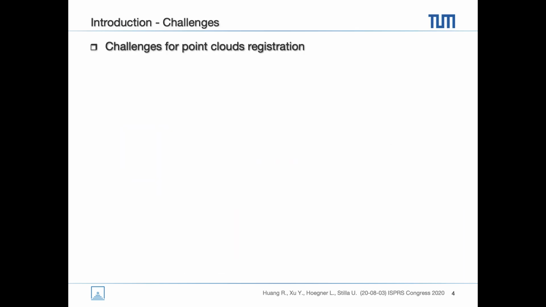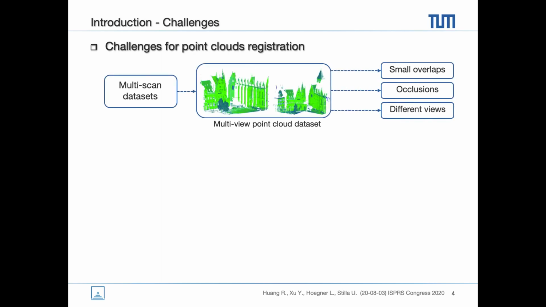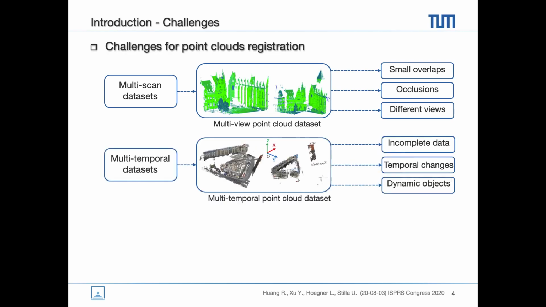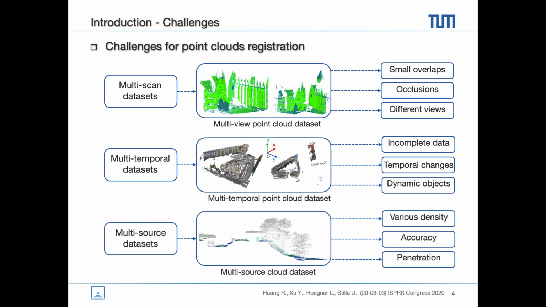However, to achieve the aforementioned demands, there are still lots of problems when we try to align point clouds. For example, small overlaps, occlusions, and different views for multi-scan datasets. As for multi-temporal datasets, due to the temporal changes and dynamic objects, the acquired data often show as incomplete data with small overlaps. For multi-source point clouds, here we have an example. This is a forestry area. The problem is that the point clouds have various point densities, different measuring accuracy, and different penetration characteristics.